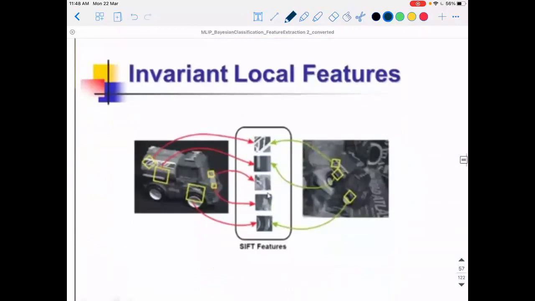There is another detector called the scale invariant feature transform based detector, which I will not be discussing in detail in this class, but it is known to be one of the state-of-the-art and stable detectors that gives corner points or feature points which are stable across reasonable orientations as well as across different scales of images.